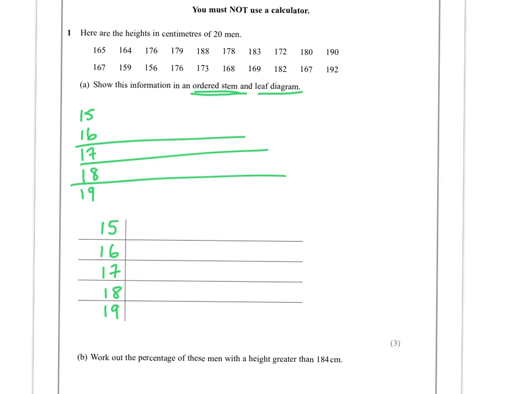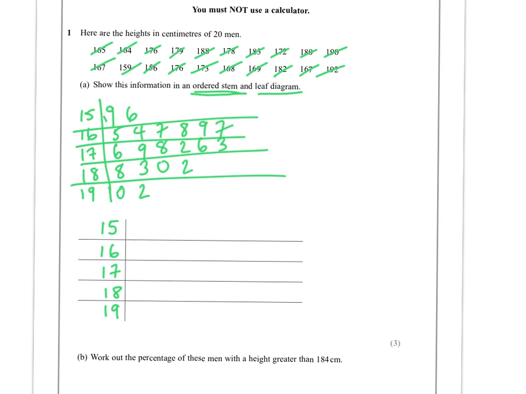And then just quickly tick the ones off that we have here. So 165, 164, 76, 79, and so on. And then I order them afterwards.